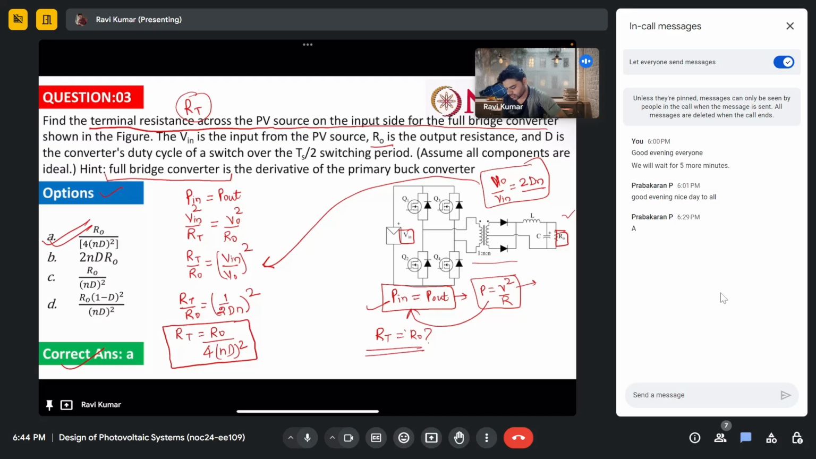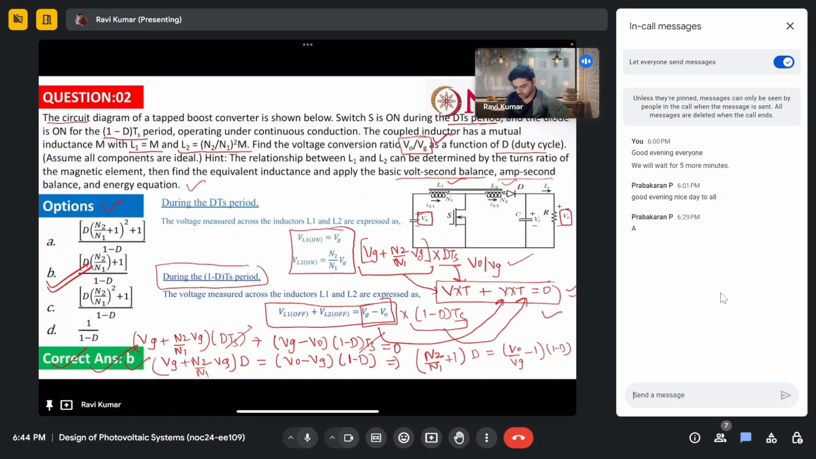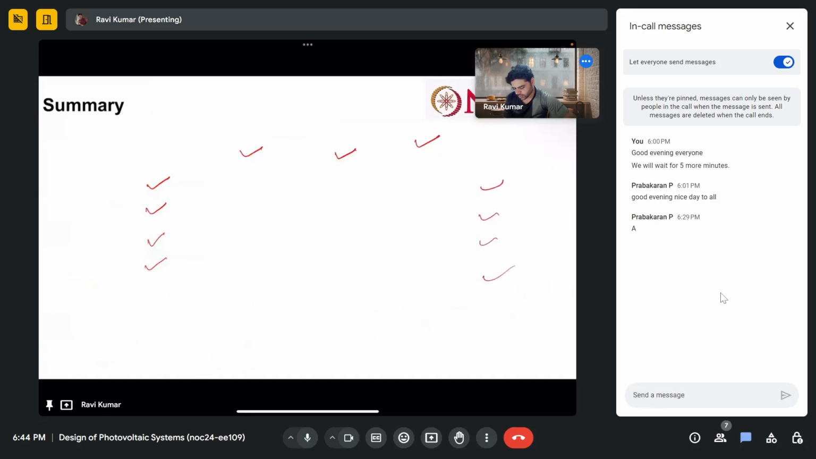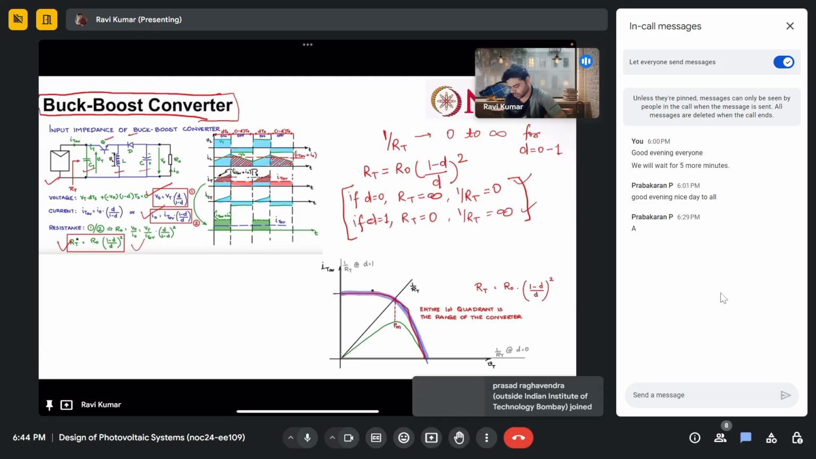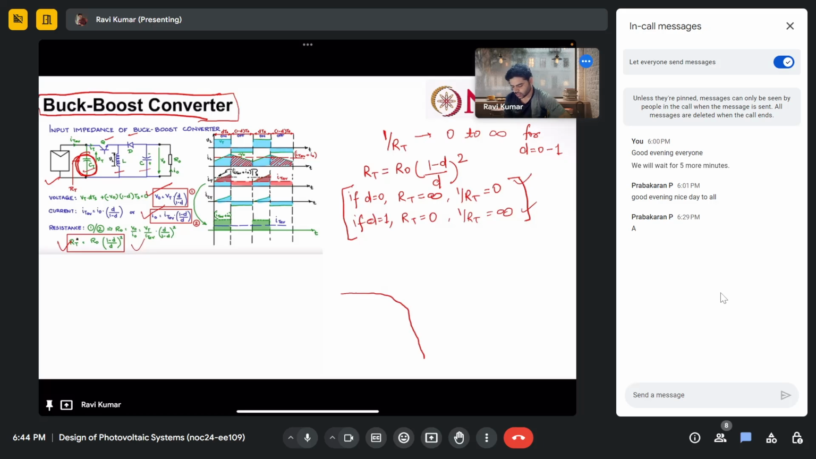Next question, it is a very simple question. I won't give you any hint. Why is the input capacitor mandatory at the PV panel output for maximum power point tracking with the buck boost converter? So in the buck boost converter, I will just show you. The question is asking about this particular capacitor. Why is this capacitor being used in this buck boost converter?